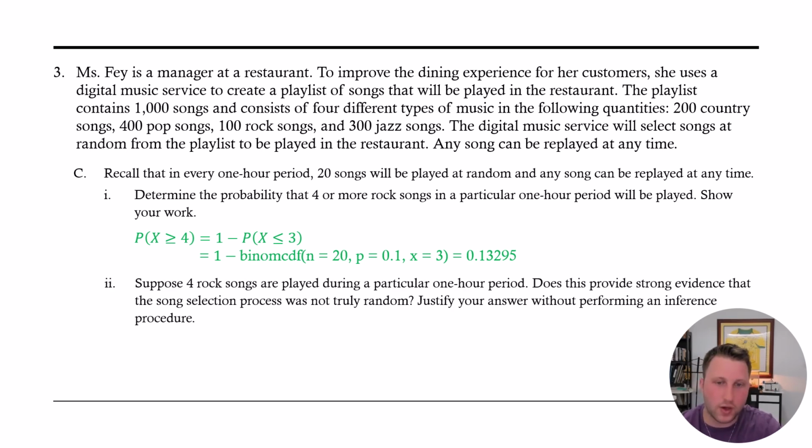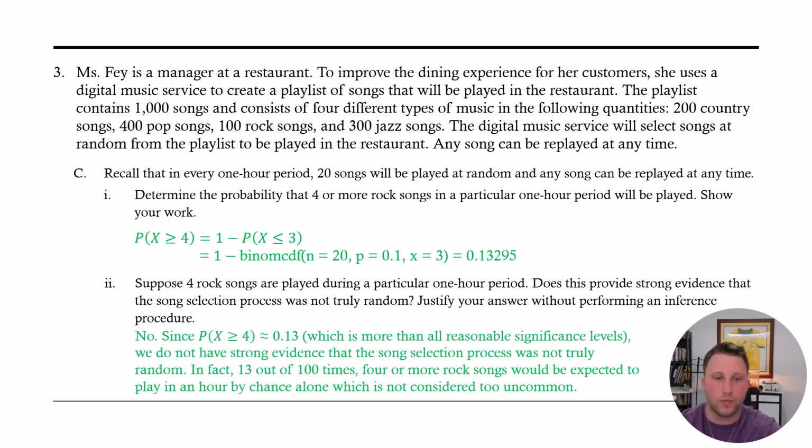In the last part of this question, it says, suppose 4 rock songs are played during a particular 1 hour period. Do we have strong evidence that the song selection process was not truly random? And it asks us to justify without performing an inference procedure. And I'm saying no. Since the probability that X is at least 4 is approximately 0.13, which is more than all reasonable significance levels, we do not have strong evidence that the song selection process was not truly random. In fact, 13 out of every 100 times that you would do this, we'd expect 4 or more rock songs to play in an hour by chance alone, which is not super uncommon at all.